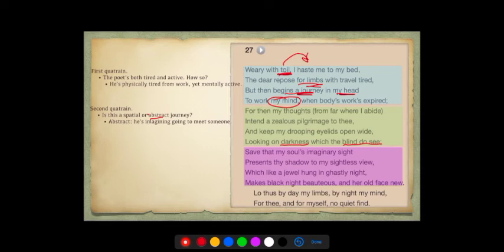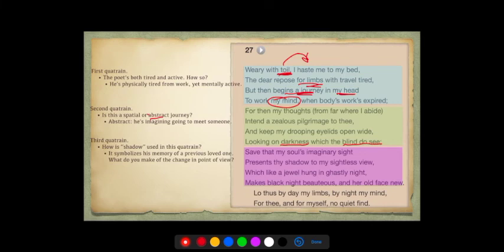His eyes are open. And then he's visualizing this person whom he's thinking of, where thy shadow to my sightless view presents thy shadow to my sightless view. So how is he using that? Save that my soul's imaginary sight presents thy shadow to my sightless view. So I think what he's seeing is either the memory, it could be yesterday. You know, he's on a journey, maybe he had to leave someone, or it could be from a long time ago. But he is now visualizing this person, and the image in his mind he calls a shadow because it's insubstantial. It's a figment of his imagination. He can't touch it, like shadows, right?